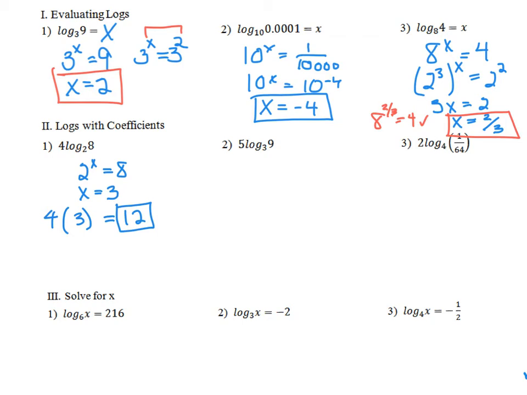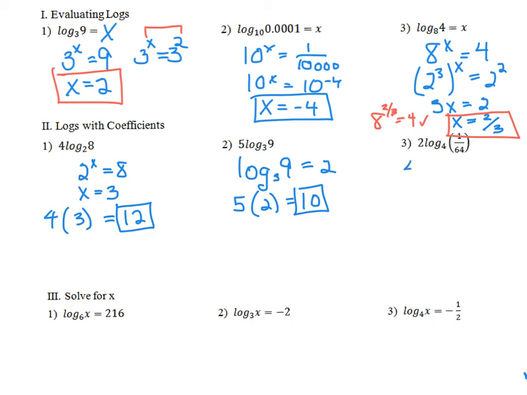For the second one, I want to know what exponent I have to raise 3 to get 9. So evaluating this log, 3 to the 2nd power is 9. If I then calculate by multiplying 5 times 2, that gives me a final answer of 10 for this expression.